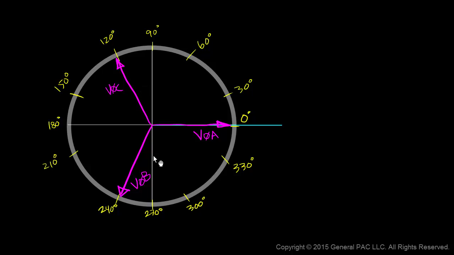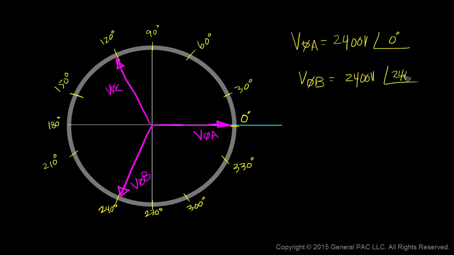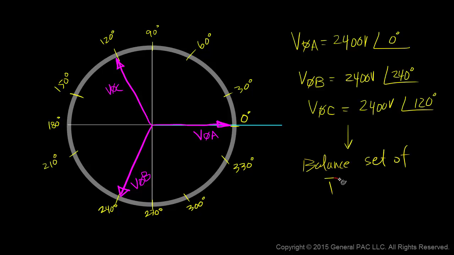This, my friend, is what we call a balanced set of phasors, which contribute to something that we call a balanced system. In the next module, we'll continue this example and make sure that we're following all three rules.